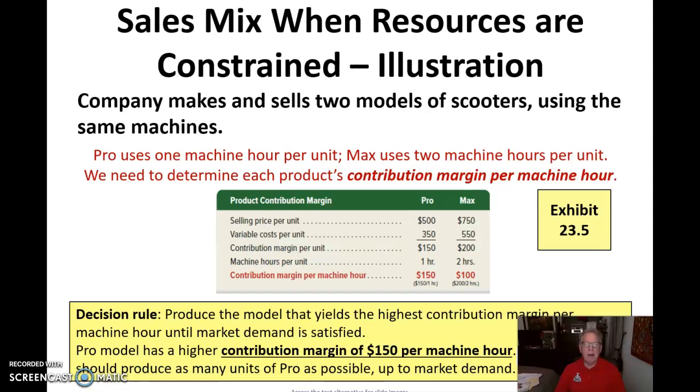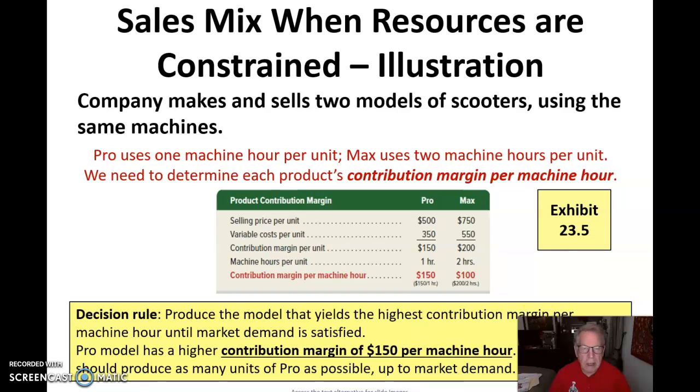Let's see what I mean by that. Here, the company makes and sells 2 models of scooters using the same machines. Pro uses 1 machine hour per unit, and Max, the name of the other scooter, uses 2 machine hours per unit. We need to determine each product's contribution margin per machine hour.